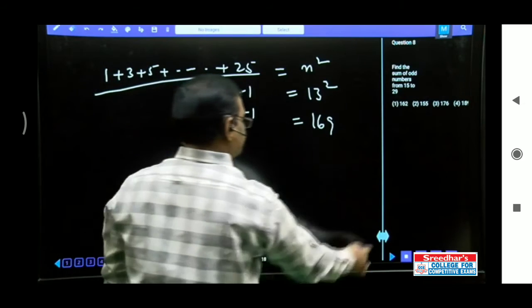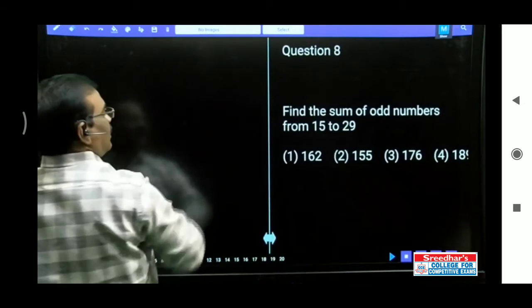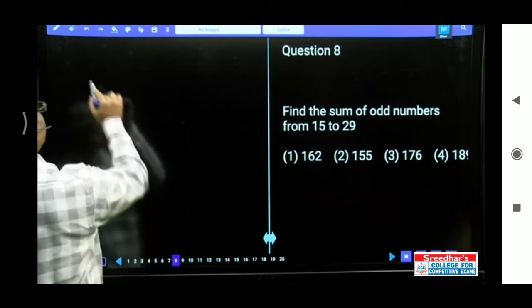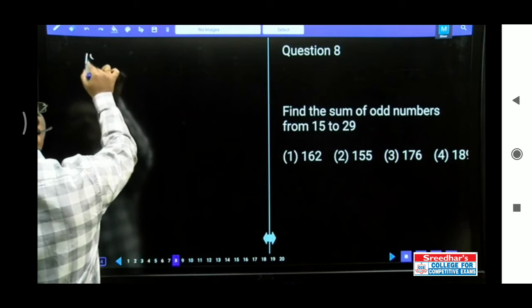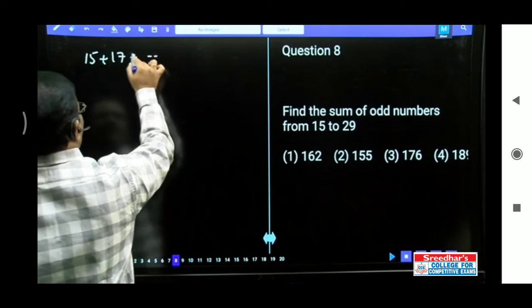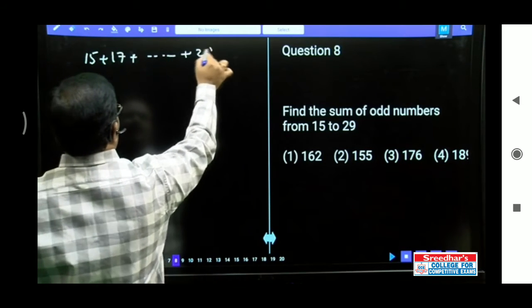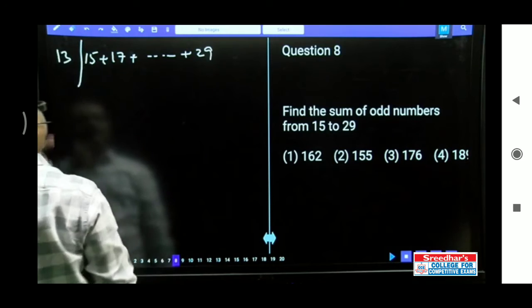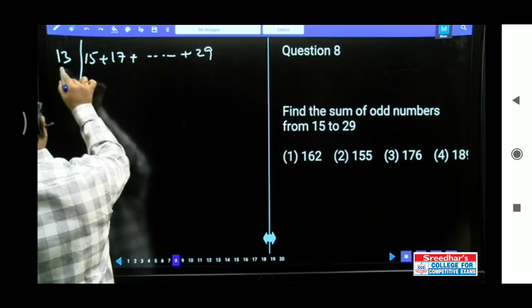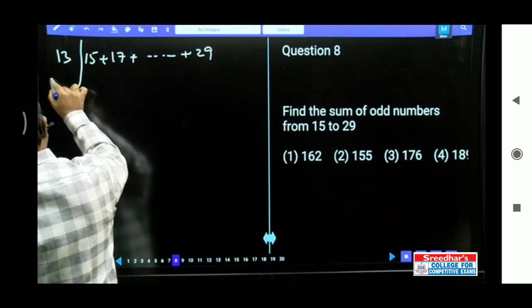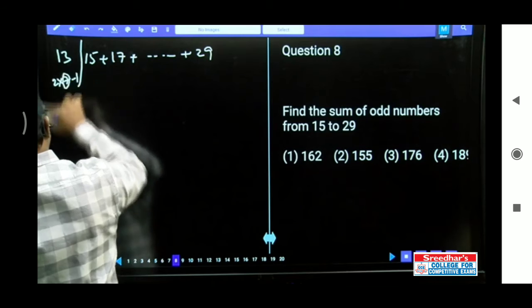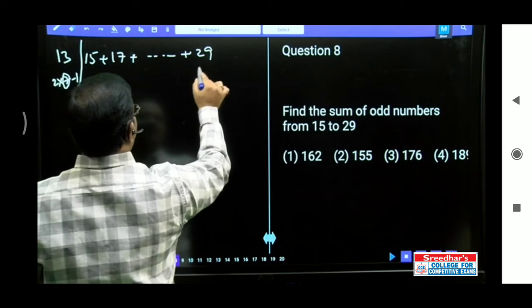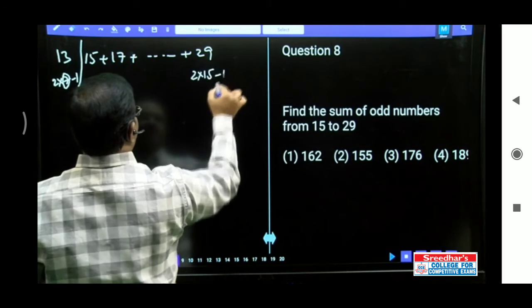Next 8th one. Find the sum of the odd numbers from 15 to 29. 15 to 29 కావాలట. Odd numbers from 15, 17 up to మనకి కావాల్సింది 29. అంటే అంతకు ముందు 13th odd number వరకు అక్కర్లా. 13th odd number అంటే ఇది 7th odd number. 2 into 7 minus 1. ఇది 7th odd number. ఇది 29 అంటే that is 15th odd number. 2 into 15 minus 1, 29.